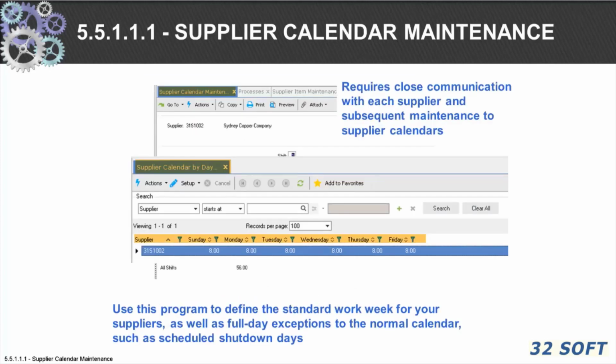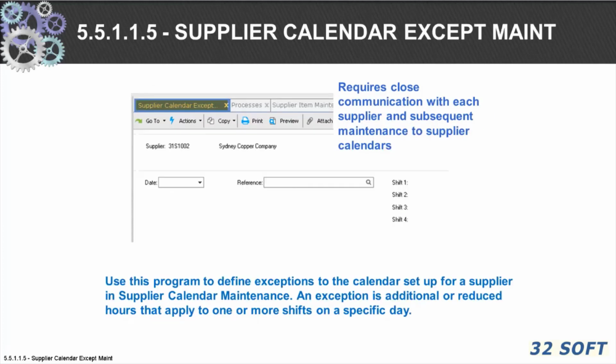Use 5.5.1.1.1 Supplier Calendar Maintenance to define standard work week for each of your suppliers. This requires close communication with each supplier and subsequent maintenance to supplier calendars. Use 5.5.1.1.5 Supplier Calendar Exception Maintenance to define exceptions to calendars set up for calendar maintenance. An exception is an addition or a reduction of hours that apply to one or more shifts on a specific day. Again, requires close communication with each supplier and subsequent maintenance.